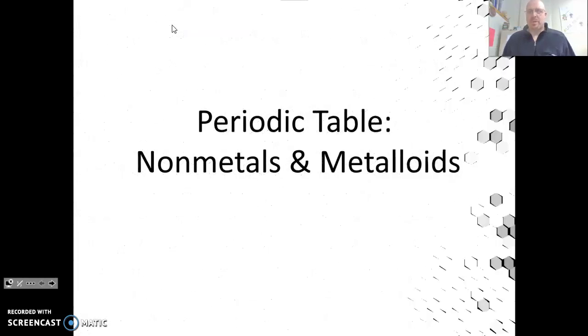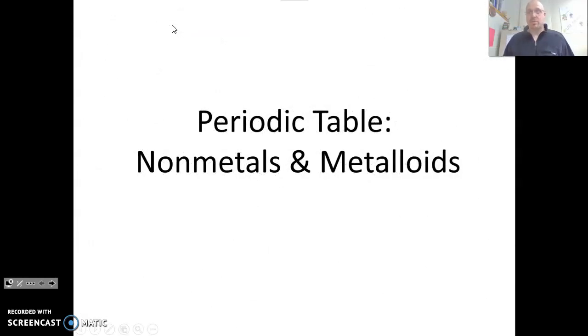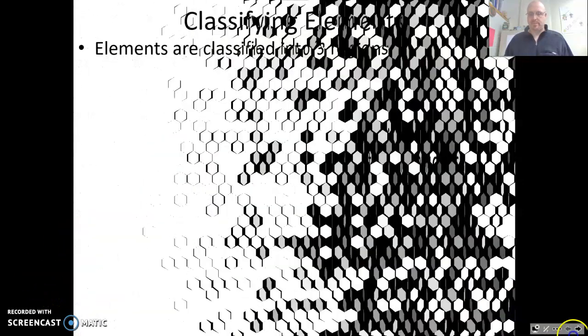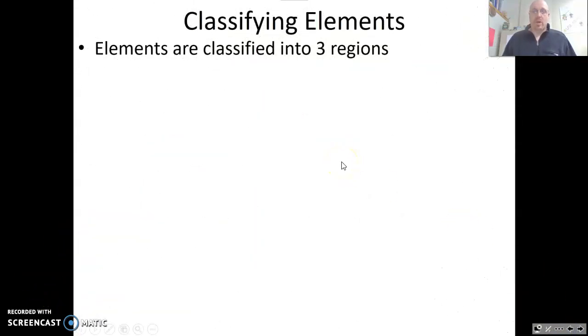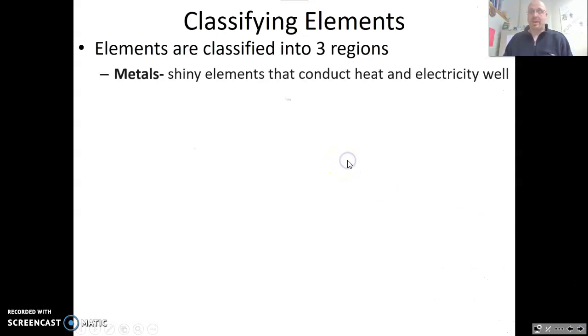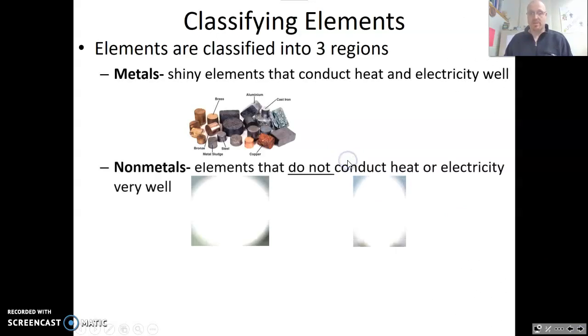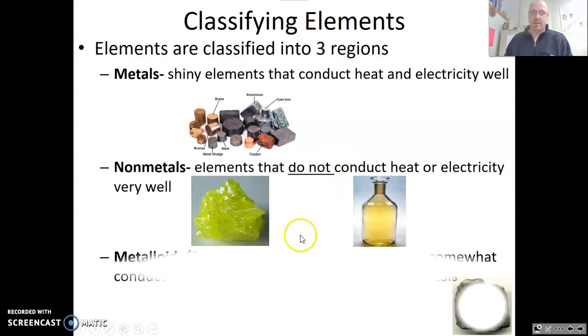Hello, today we're going to be talking about the periodic table again, in the last two large sections of the periodic table, which are the nonmetals and the metalloids. Remember, when we classify elements, the elements are classified into three regions. They're the metals, the nonmetals, and the metalloids.